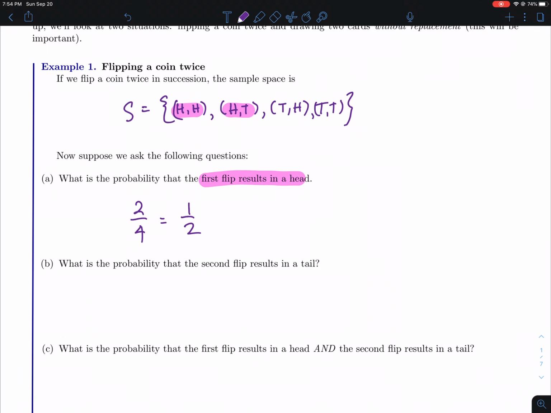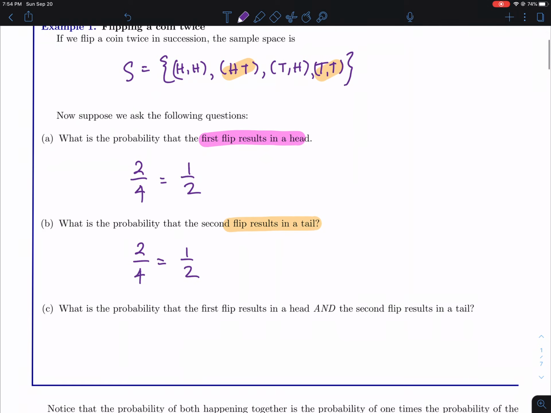The second one is, what's the probability that the second flip results in a tail? Again, this is the same kind of idea. We want to look at just the second one and whether it's a tail or not. So that would be a tail, and that would be a tail in the second position. Lo and behold, there's 2 of those out of 4. So again, that gives us a 50% chance that we flip a tail as the second choice.